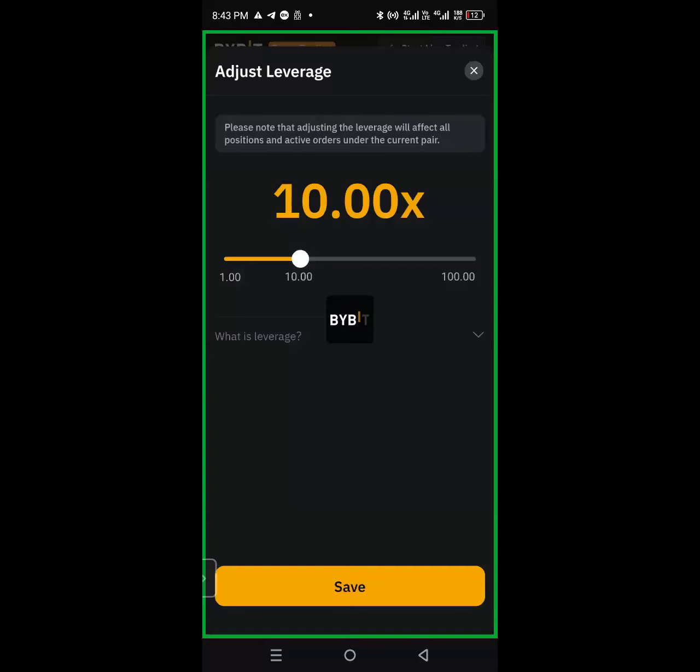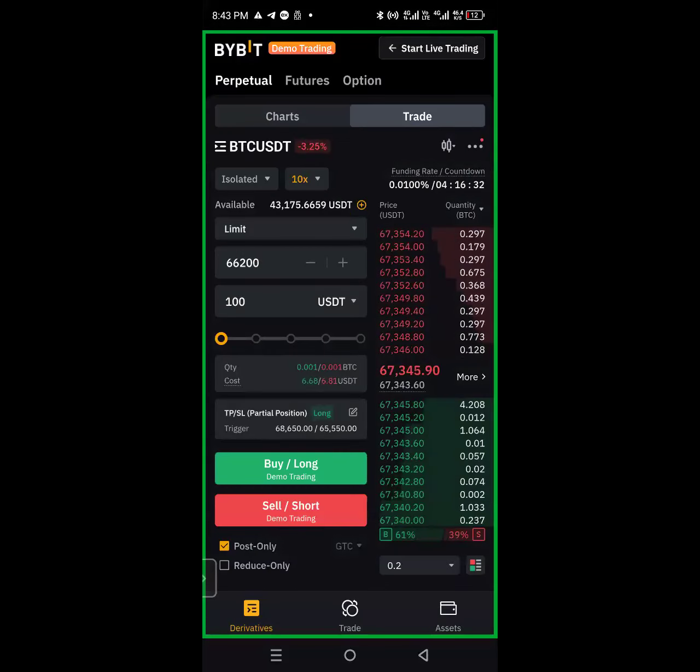Yes, okay. Now we are back at 10x. Now take note of the cost. The cost has reduced to 6.68, right? It means that in order to be able to take this trade, if I have $70 as my available balance, all that will be removed from my available balance to be able to take this trade is $6.68.